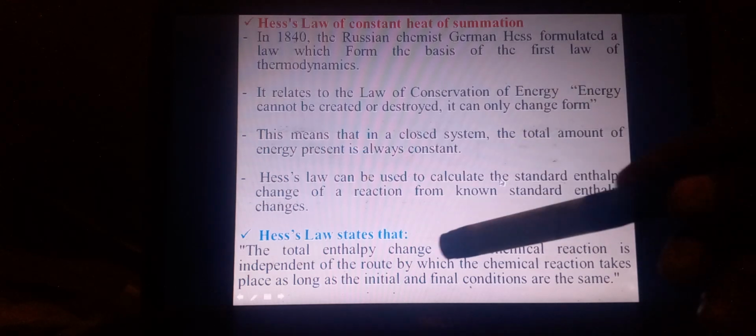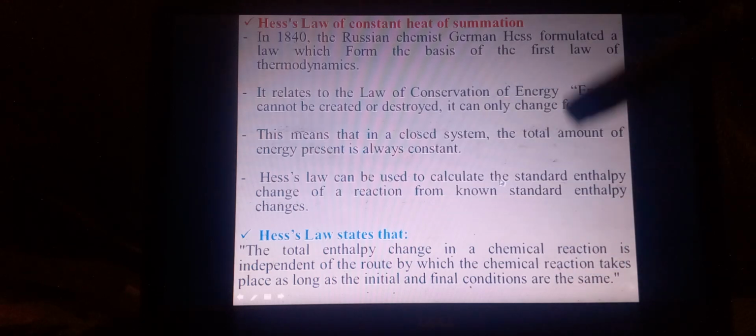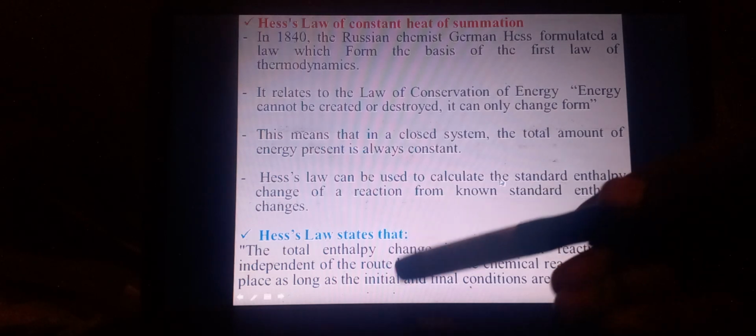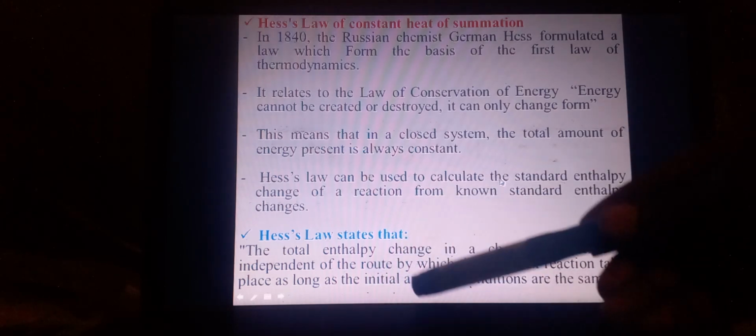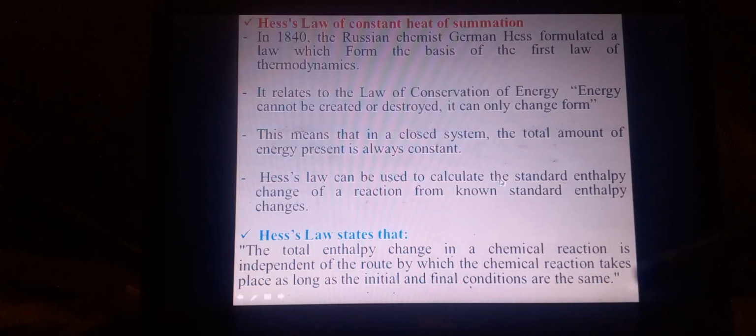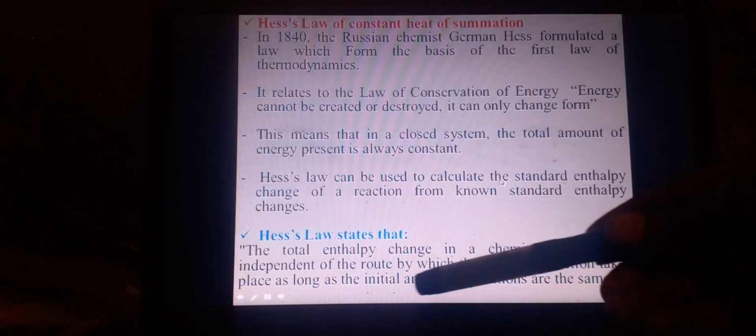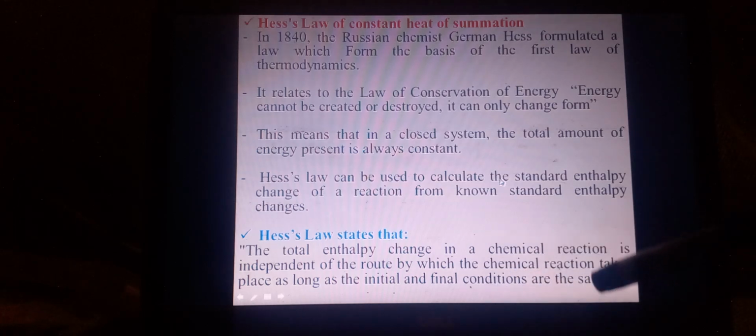First of all, we want to define what Hess's law is. How does it state? Hess's law states that the total enthalpy change in a chemical reaction is independent of the route by which the chemical reaction takes place, as long as the initial and final conditions are the same. The total enthalpy change in a chemical reaction is independent of the route by which the chemical reaction takes place, as long as the initial and final conditions are the same.